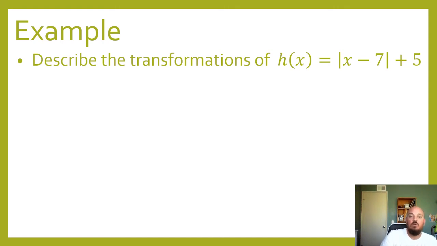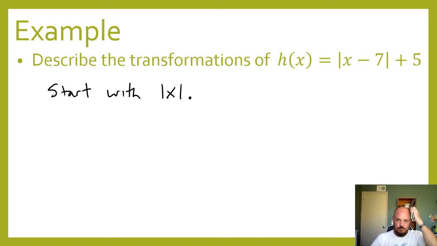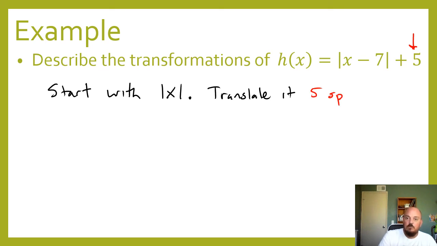So I'm going to do that. I'm going to say, if I wanted to describe the transformations of h of x, I would say, let's start. You have to have something to transform before you can transform it. So let's start with the absolute value of x. Then, one at a time, I am going to translate it, or you can say shift it, and let's do one at a time. I'll do the plus 5 first. Doesn't matter which order you do them. Let's translate it 5 spaces up, and then I'll do the negative 7 second.